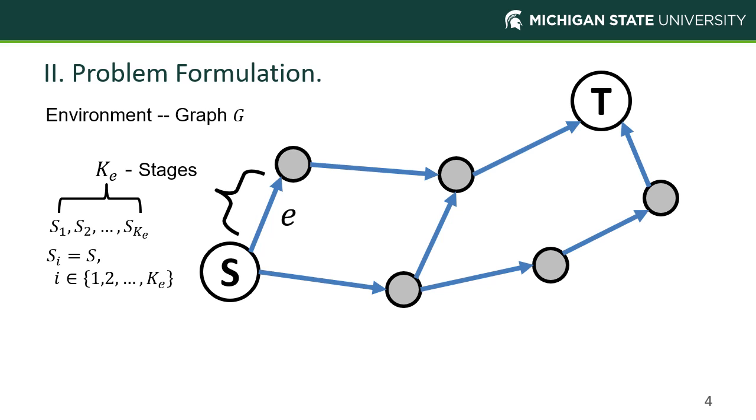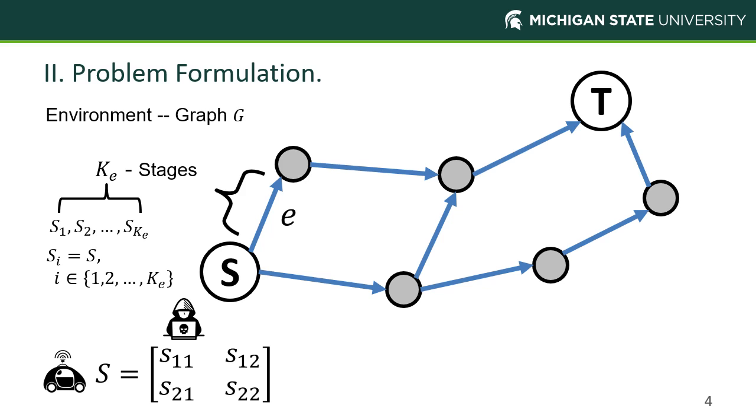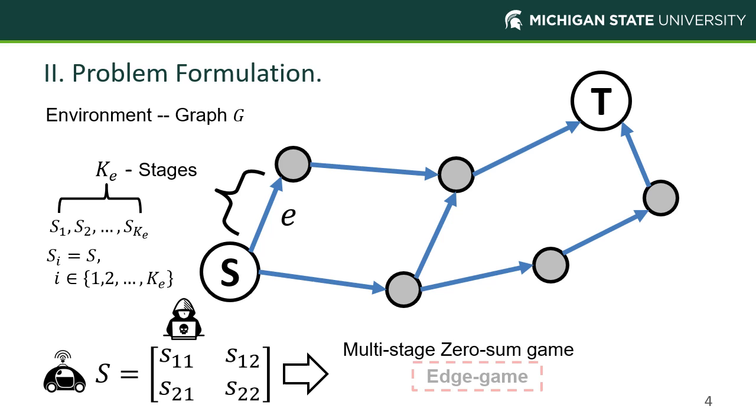Now, what do these stage costs represent? Well, the stage cost represents the payoff matrix between the defender, which is the agent, and the attacker. Therefore, we model traversing over an edge between two vertices as a multi-stage zero-sum game between the defender, being the row player, and the attacker, the column player. The defender and attacker take actions simultaneously, making this a simultaneous game. We term this whole setup as an edge game.